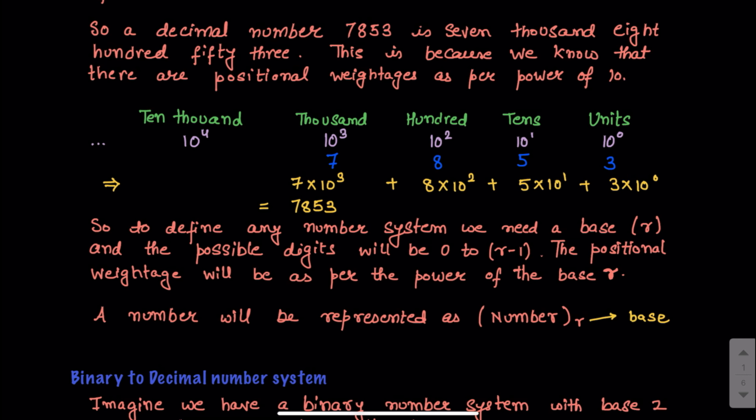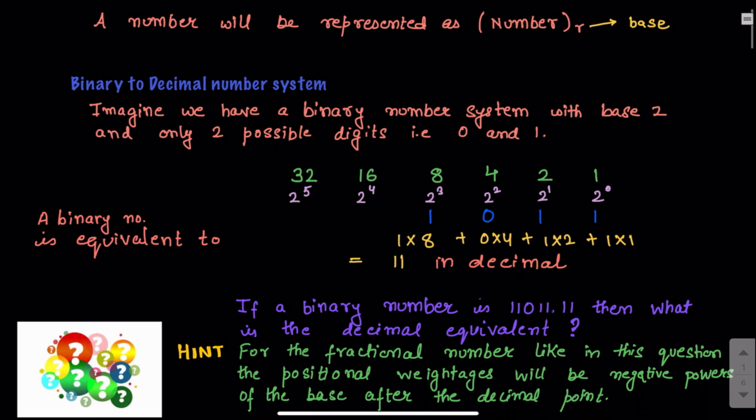So any number system would be represented in this particular way, in which we write down the number and the base is mentioned as a subscript. Let us begin with the first number system, which is the binary number system. The base is 2 and hence there are only two possible digits, that is 0 and 1. The positional weightages are 2 to the power 0, 2 to the power 1 and hence 2, 3, 4 and 5. This makes the weightage equal to 1, 2, 4, 8, 16, 32, 64 and so on.